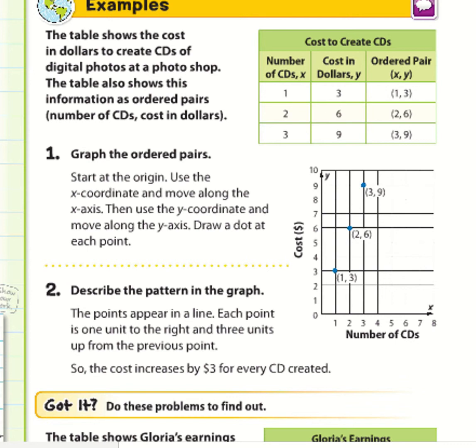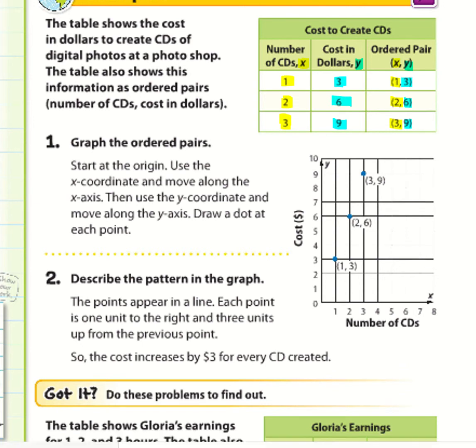The table shows the cost in dollars to create CDs of digital photos out of Photoshop. The table also shows this information as ordered pairs: number of CDs and cost in dollars. So if you read here, our number of CDs is x, and cost in dollars is y. So here's x: 1, 3; 2, 6; 3, 9. If you notice, they all have a 1 to 3 ratio. And my x's are going to go here. Just remember, my x's are always first, and then my y's are always second.